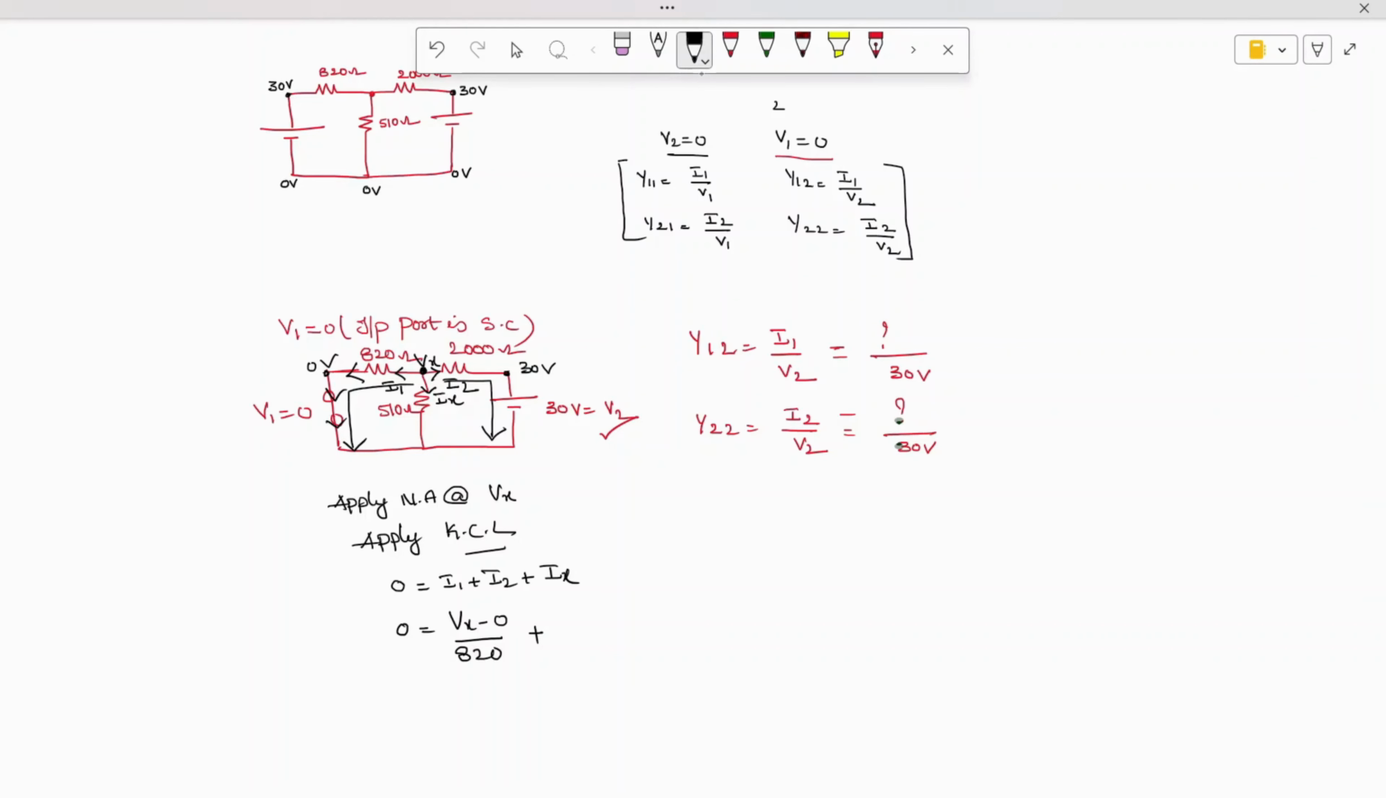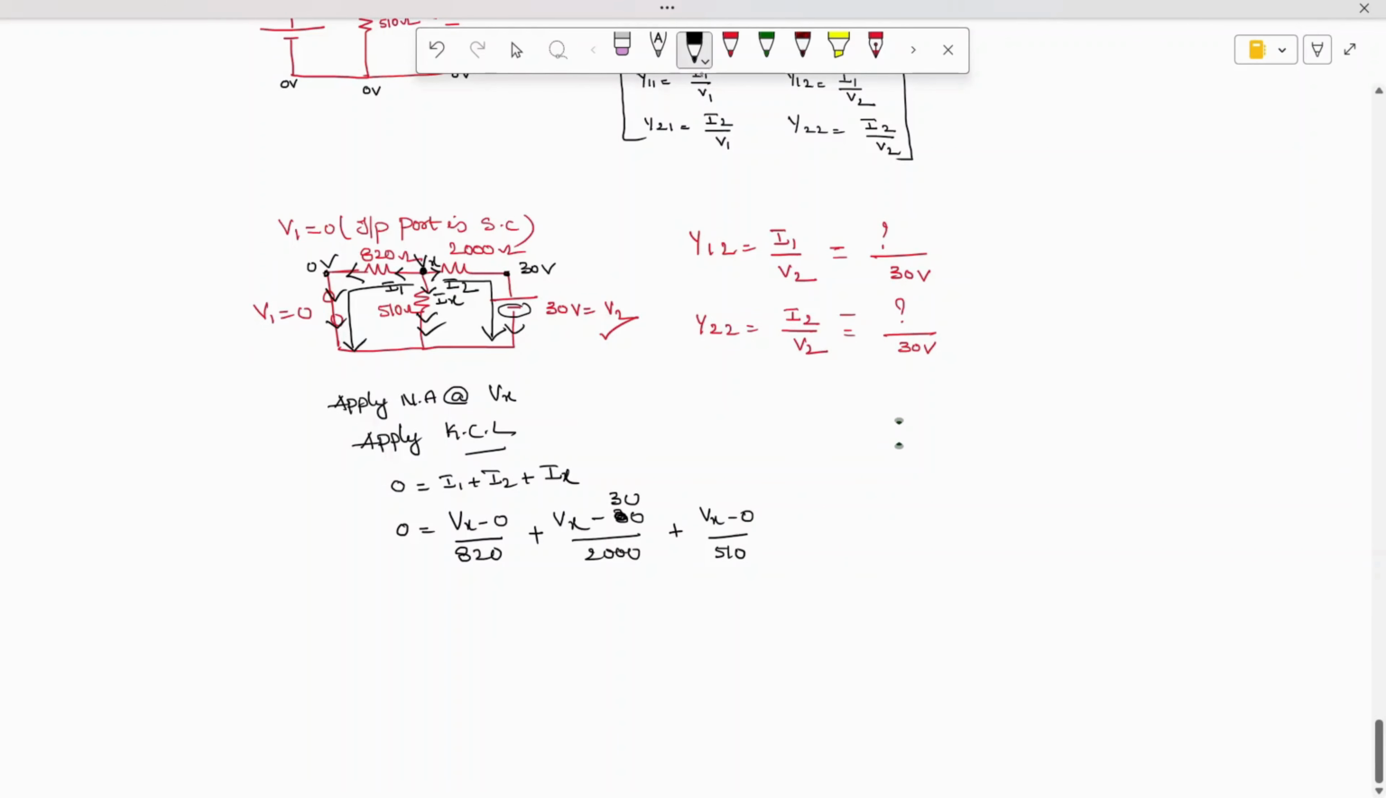It is Vx. The current is leaving, so what is the leaving terminal of the voltage? High potential minus low potential, so 30 divided by R. R value is 2000. Plus Ix. How do we write the current in this branch? I can write it as Vx minus 0 divided by 510.